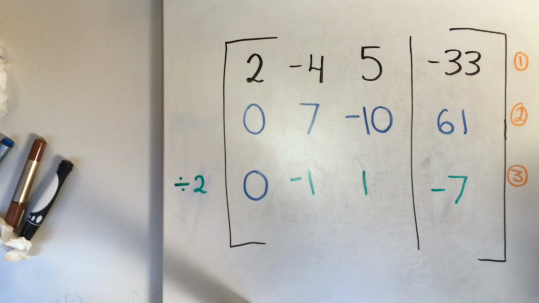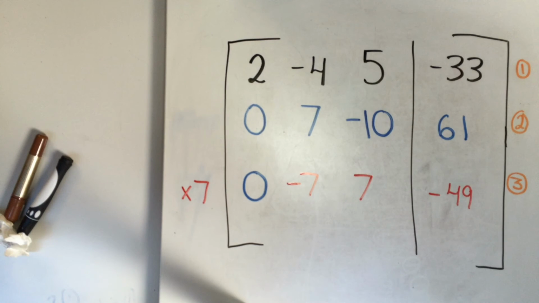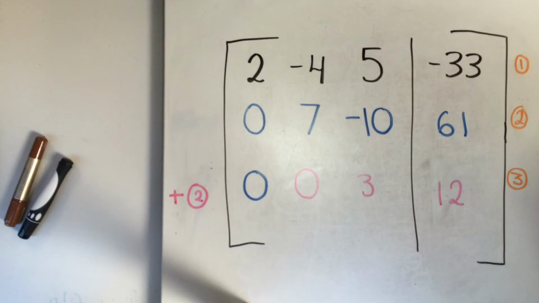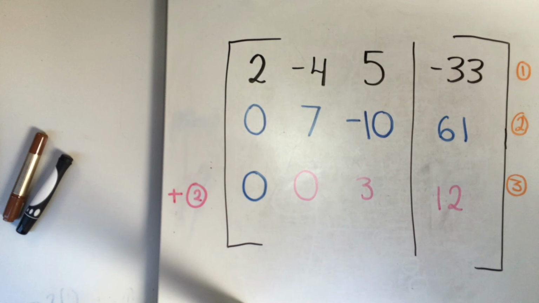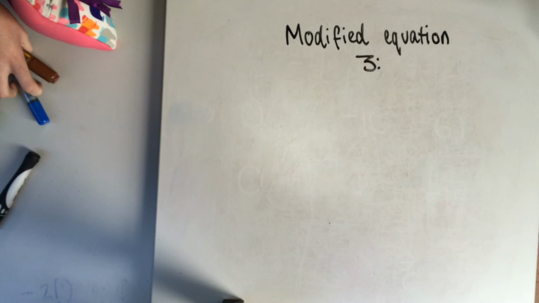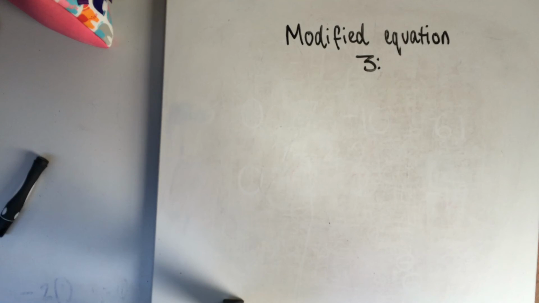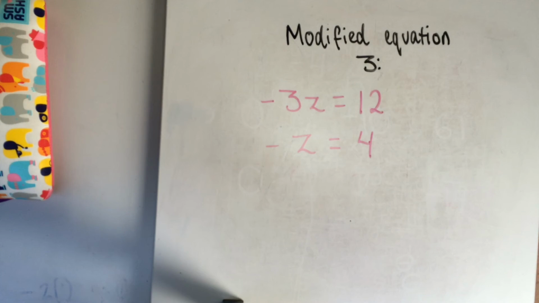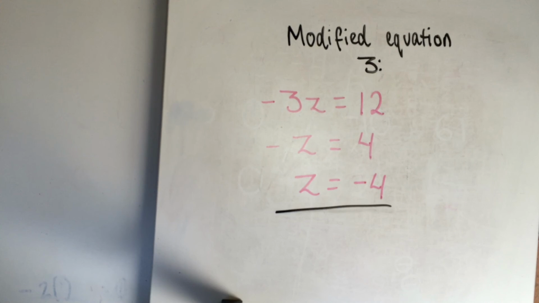You now need to divide equation 3 by 2 to get. You now need to multiply equation 3 by 7 to get. You now need to add equation 2 to equation 3 to get. You now need to substitute the variables back in and algebraically solve the equations. This is equation 3, simplify to find z.